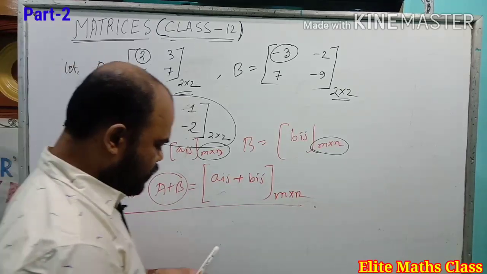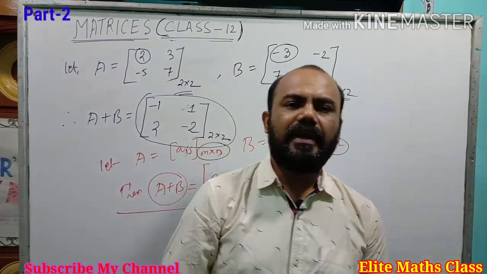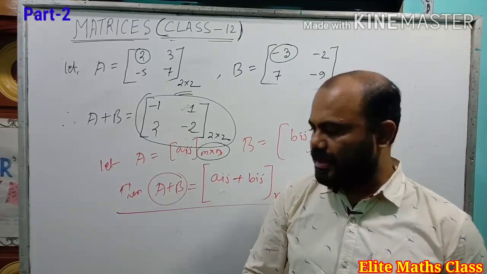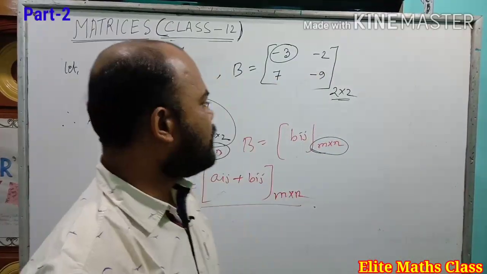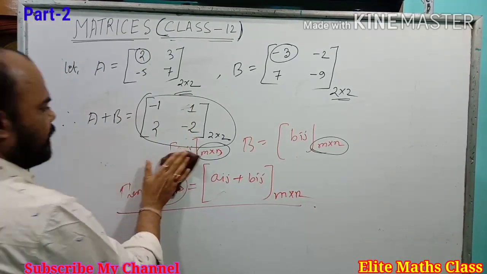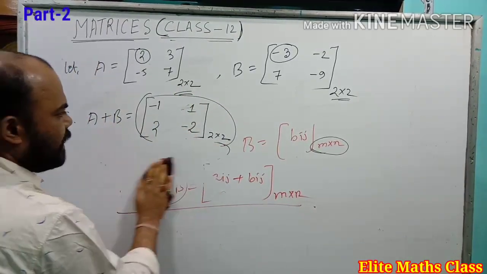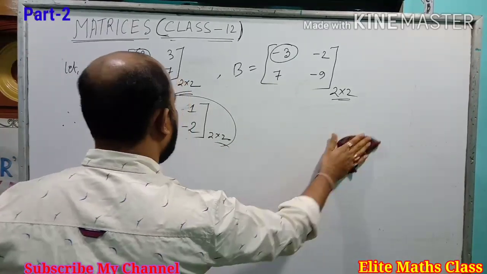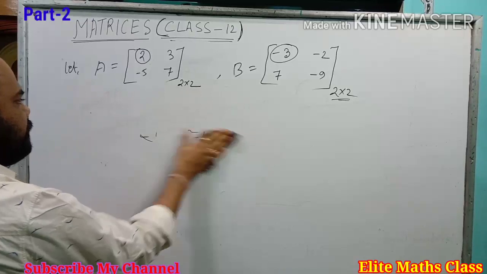And what is the process of finding the addition? Simply add the corresponding elements of the two matrices. So addition is clear, the simple one. The first thing, their orders must be same, and the second thing, the process of finding the addition is simply to add the corresponding elements. Now let us see some properties of matrix addition.